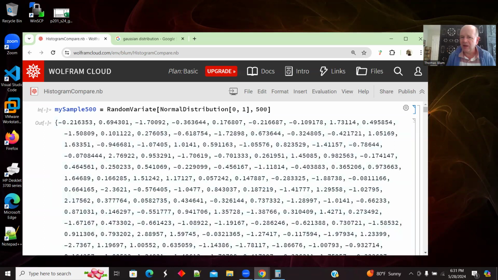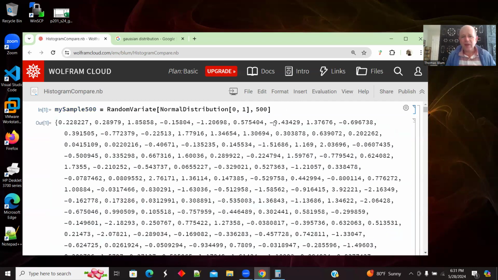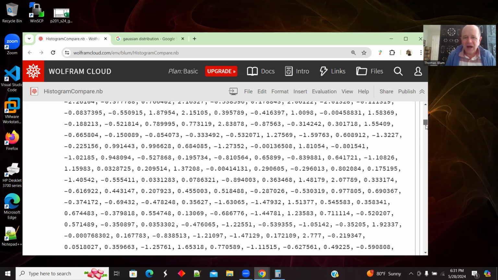Here I'm grabbing 500 of them, and I'm calling it my sample 500. And here's some answers I got previously. It's random, so it's going to give me different answers this time. I'm doing a shift enter, and it's giving me this list of all of these values drawn from that distribution. As I say, my sample 500 is 500 of them.